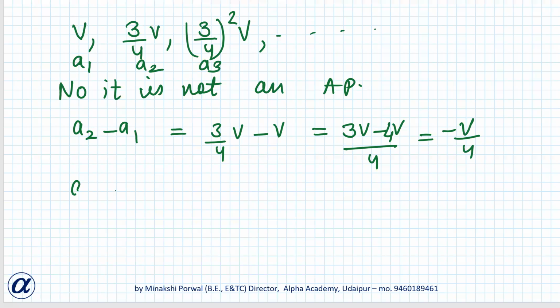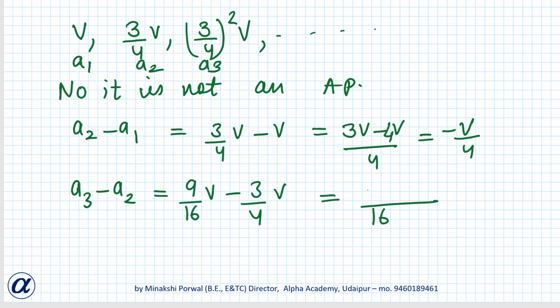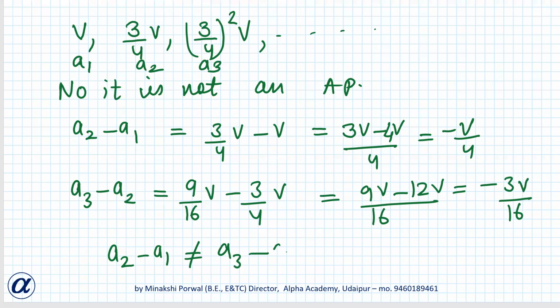Then A3 minus A2, that is 9 by 16 V minus 3 by 4 V. So that is equal to (9V minus 12V) upon 16. That is equal to minus 3V upon 16. So A2 minus A1 is not equal to A3 minus A2. So it is not in AP. Okay.